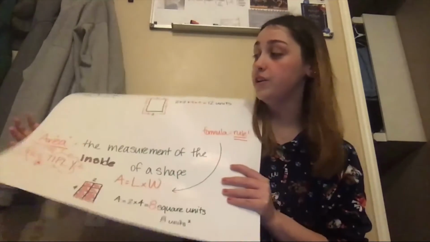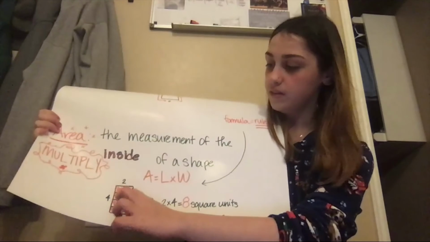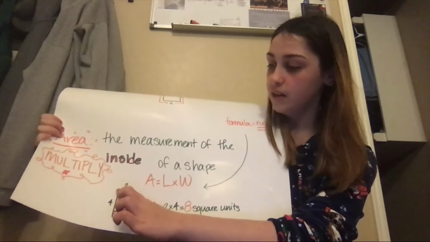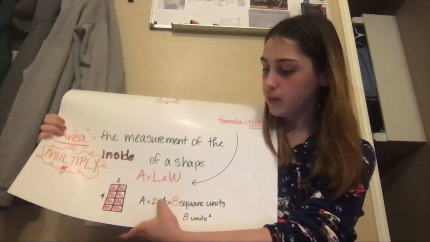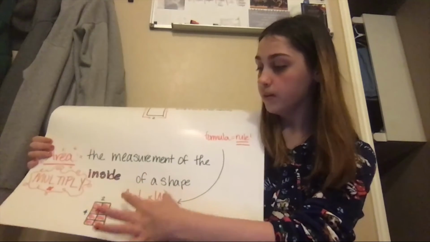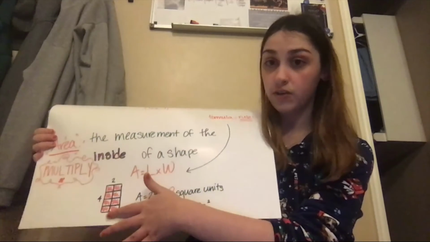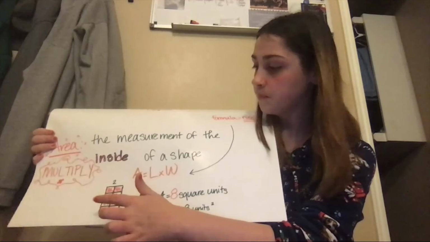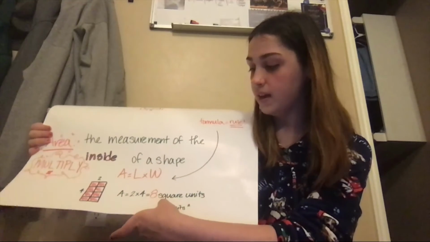Area is different. Area you multiply because it's the measurement of the inside of a shape. So I've got these little squares highlighted in here. It is 2 squares by 4 squares. So you multiply 2 times 4. The formula for this is always the same. It's length times width. So if it's a rectangle like this, you just need to have the 2 ones and the 4 ones. You multiply that together. And it is 8 square units.